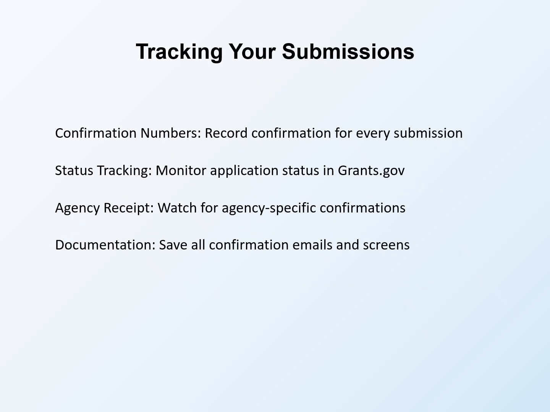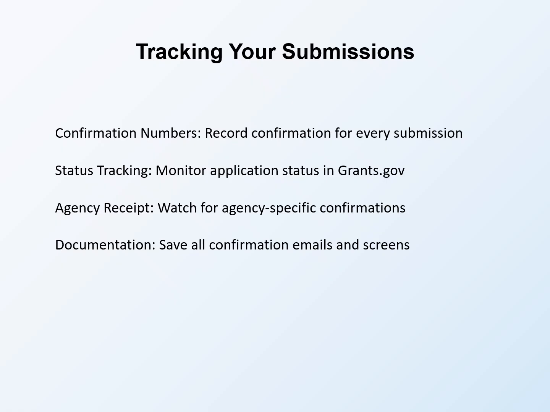Tracking your submissions ensures you have documentation that your application was received and can monitor its progress through the system. Confirmation numbers are provided when you successfully submit through grants.gov. Record this confirmation number immediately for every submission. This number proves you submitted and allows you to reference your submission in any communications with grants.gov or the funding agency. Status tracking in grants.gov lets you monitor your application as it moves through processing.